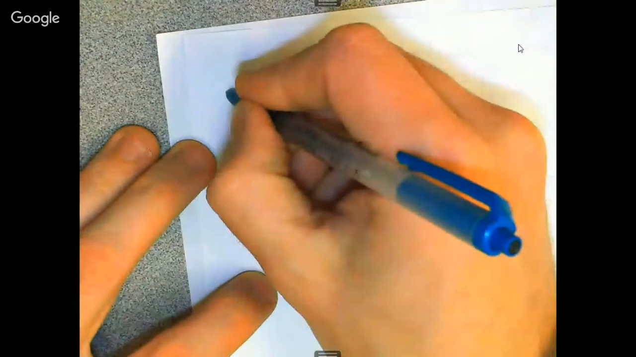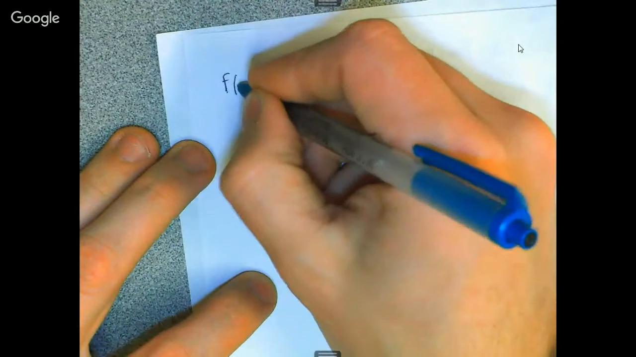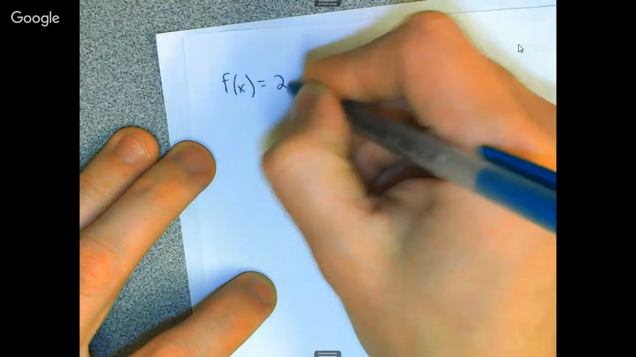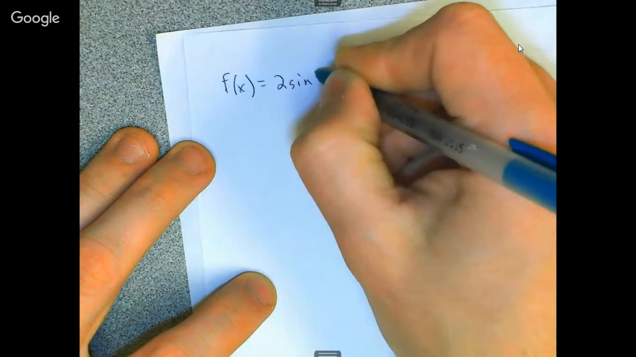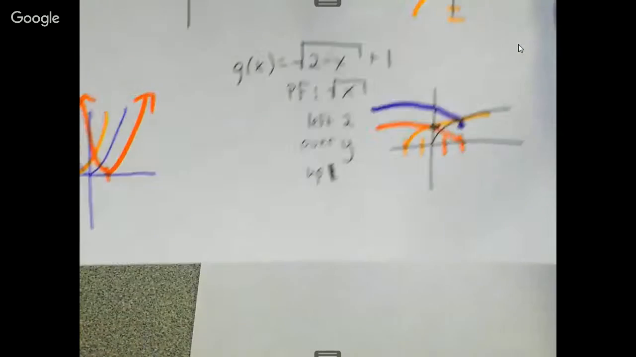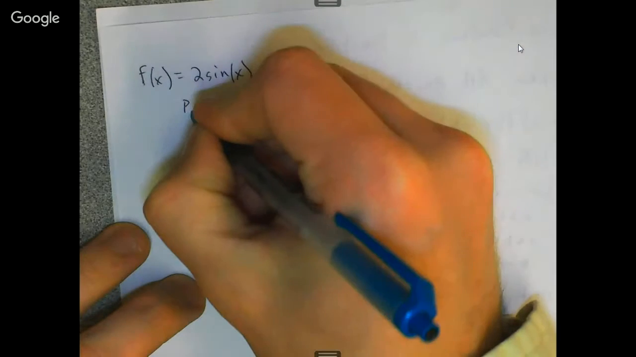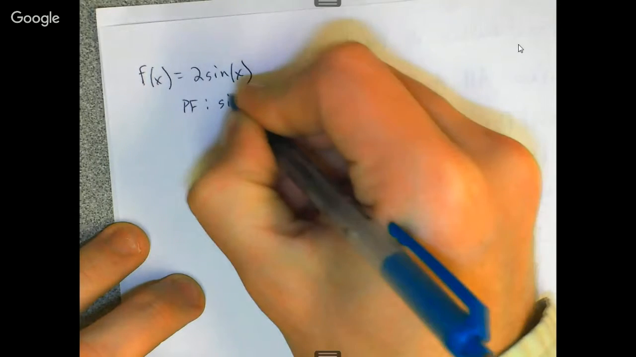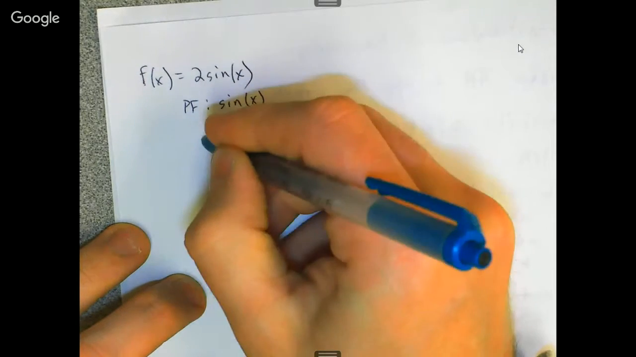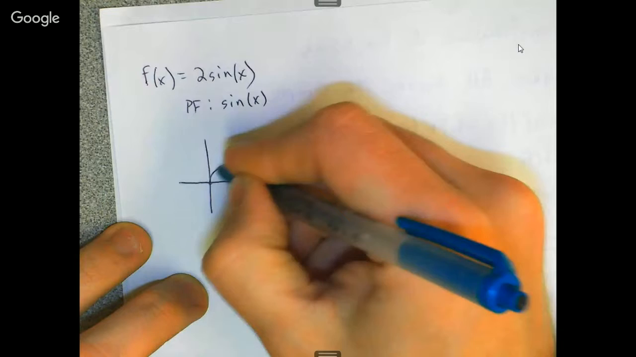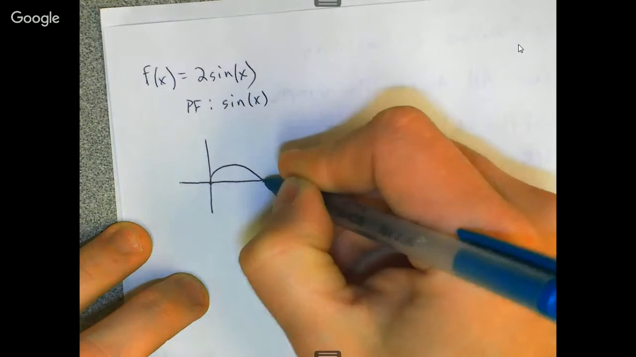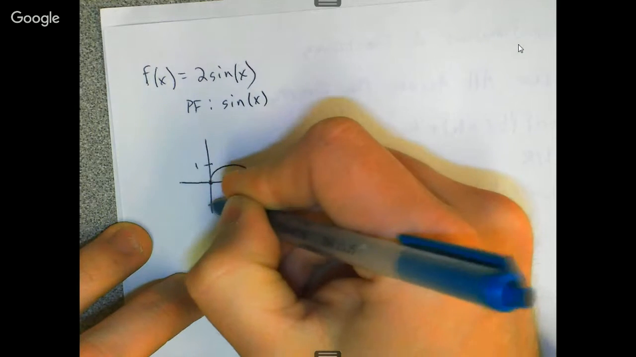So f of x equals 2 sine of x. I'm not sure if you were able to see those at the bottom there. That's what we were looking at on those two. I think I forgot to move it. So our parent function on this one, we talked about not needing to know sine of x, which is okay. This is sine of x. It oscillates between 1 and minus 1.